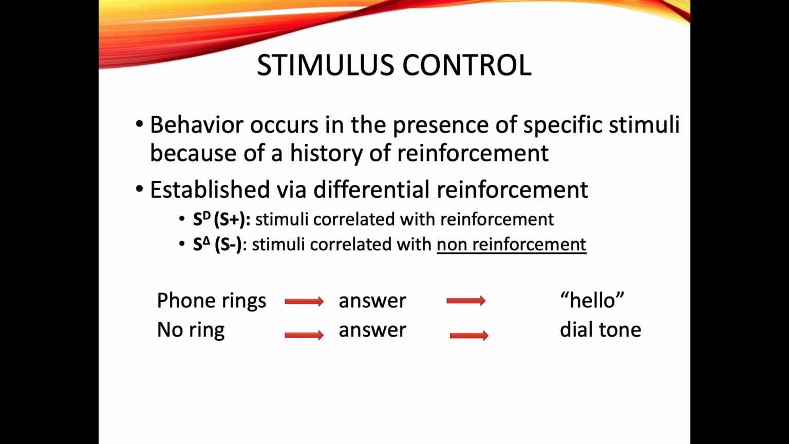So before talking about the specific prompting procedures, it's worth discussing stimulus control a little bit. And I have a section on stimulus control in a couple weeks. But nevertheless, to sort of set some foundation here, we're going to talk about stimulus control in terms of behavior occurring in the presence of specific stimuli because of a history of reinforcement and so forth. So we could establish stimulus control via differential reinforcement. That is, in the presence of an SD, given a particular response, reinforcement is available.